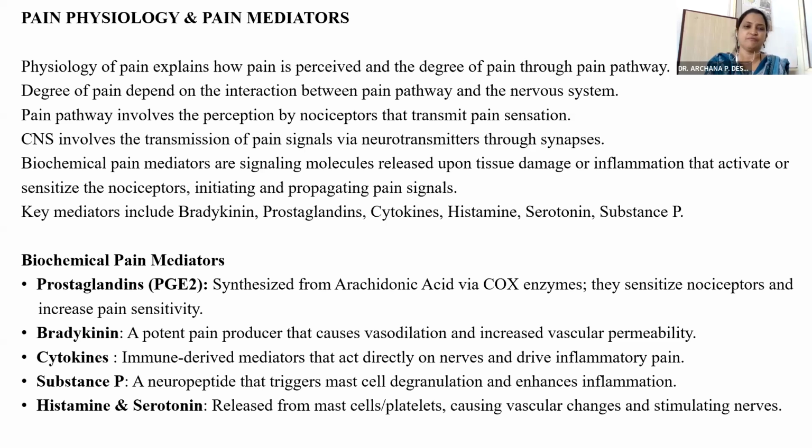And Rhus Tox has a very wonderful effect on prostaglandins, the cytokines, and the bradykinin. Bradykinin is a strong and powerful vasodilator, and prostaglandin is synthesized from arachidonic acid and acts through the COX enzyme. When these key mediators are released, they stimulate and sensitize the nociceptor receptors, and thus we feel the pain. And substance P, histamine, and serotonin give the vascular changes and stimulate the nerves. Next slide, ma'am.